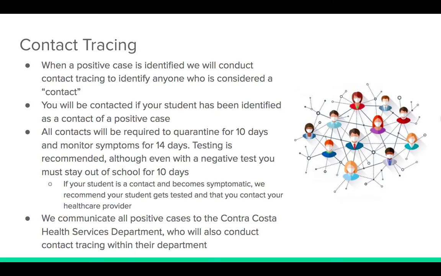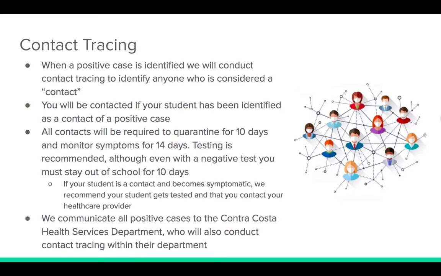So this is a bit of an update. It used to be that the quarantine period was 14 days, but now it has been lowered down to 10 days while monitoring symptoms for 14 days. Testing is also recommended, although even with a negative test, if you are a contact of a positive case, your student will still have to stay out of school for 10 days because there is a possibility that they will become contagious within that 10-day period after they made contact with that person.